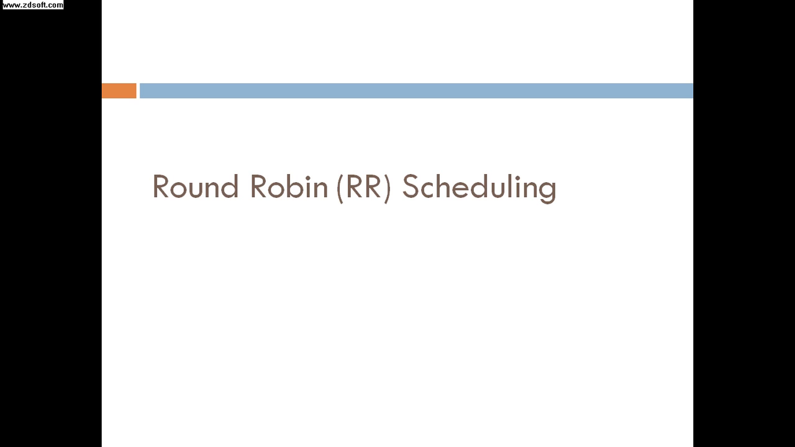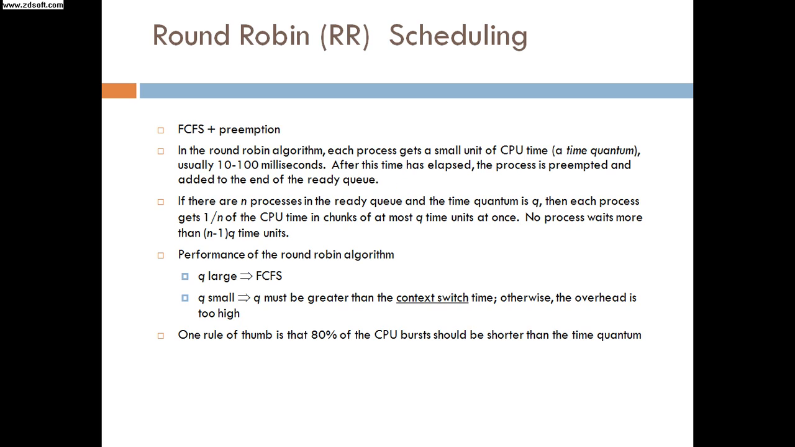The last algorithm is the round robin scheduling algorithm. Again, it is a special case of first come first serve. In the earlier discussion, we treated FCFS as non-preemptive scheduling. With FCFS we are going to add the preemptive nature, and that comes under the round robin scheduling algorithm. Here each process will get a small unit of CPU time in a fair manner. This small unit of CPU time is called a time quantum. After this time has elapsed, the process is preempted from the CPU and added to the end of the ready queue.